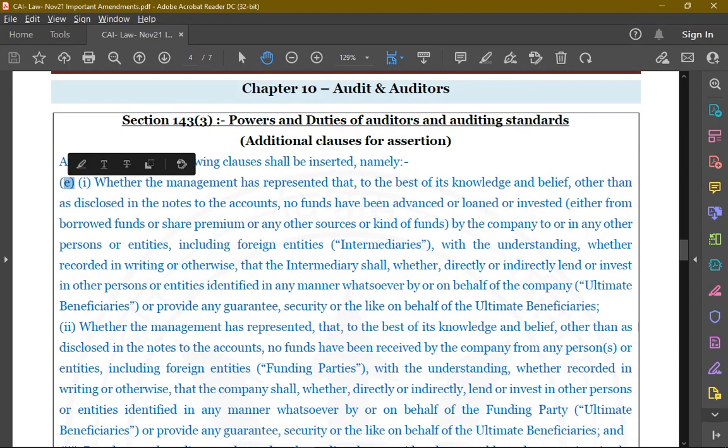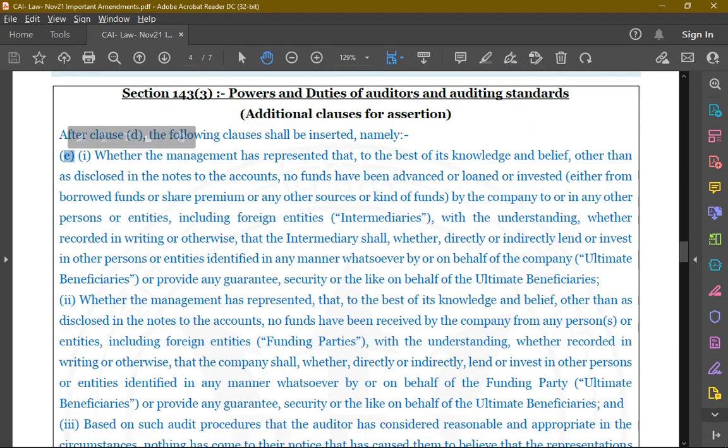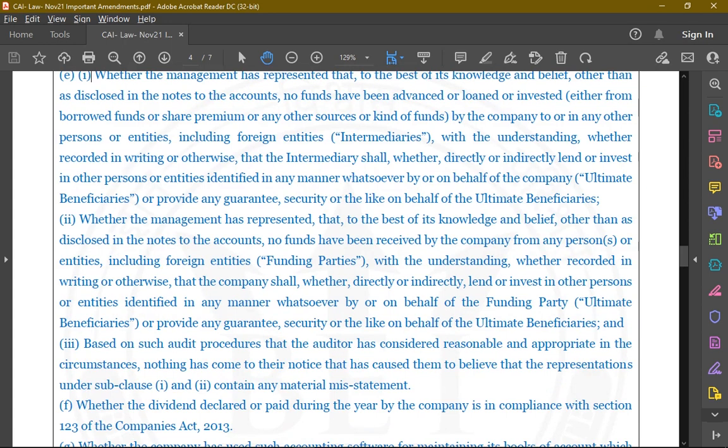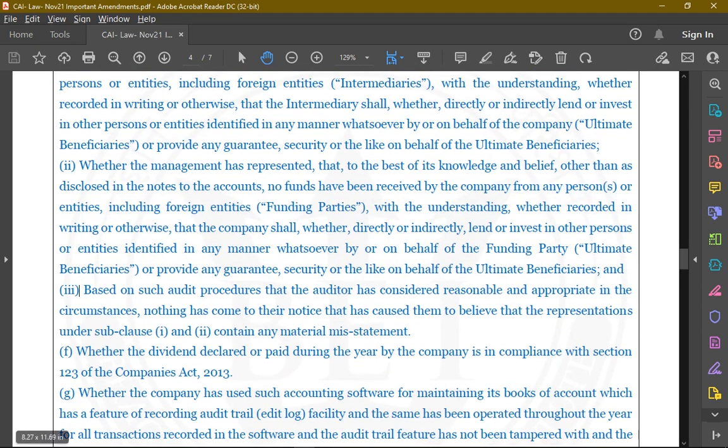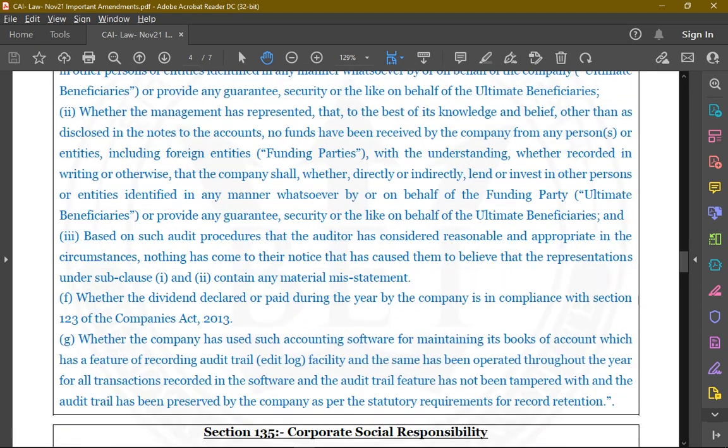Point number E. In the E, there are two paragraphs, 1 and 2, okay, and 3. And the next points are point number F and point number G. Let me discuss first about point number F and point number G. What it tries to say. It says about the duties of the auditor to report on certain matters.